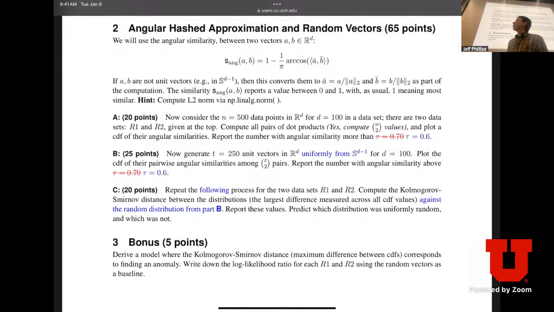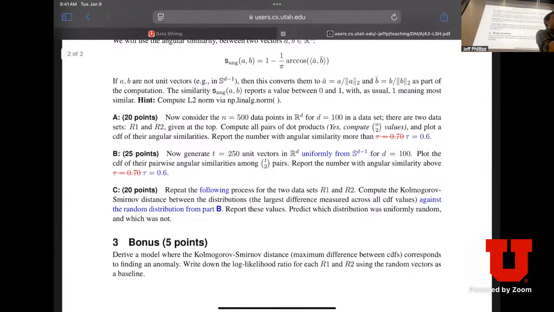This last question 2C is asking you to do something calling back to the anomaly detection lecture, where you're going to measure the distances between the distributions, similar to how we talked about with the anomaly detection. So that's the point of that part there. Okay, any other questions on this homework assignment? Great. We're grading homework 2. Hopefully the grades will be out sometime this week is our goal.